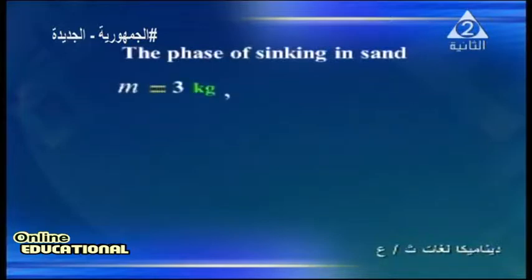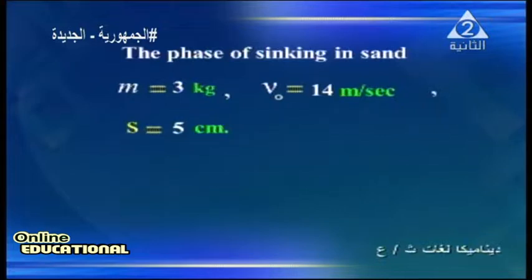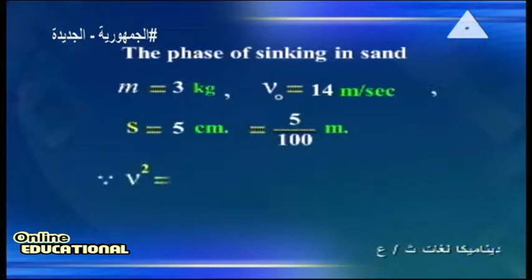Now the phase of sinking in sand. The mass of the body equals 3 kilogram and the initial velocity V naught equals 14 meter per second. What is the distance in the sand? S equals 5 centimeter, but we use meter units. Then the displacement S equals 5 over 100 meter. Then V power 2 equals V naught power 2 plus 2AS.